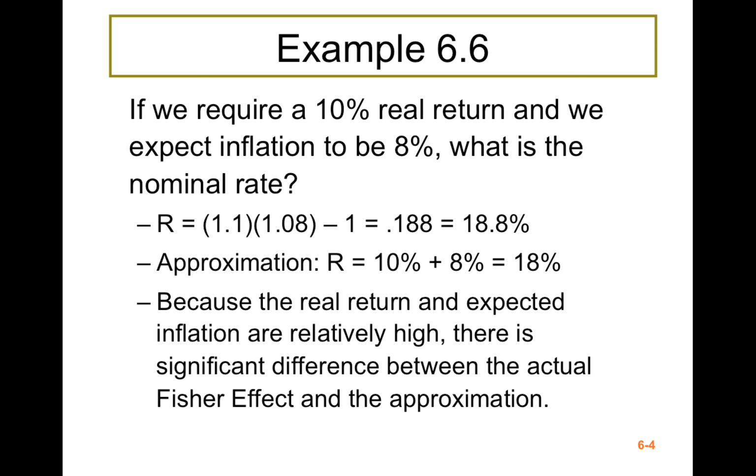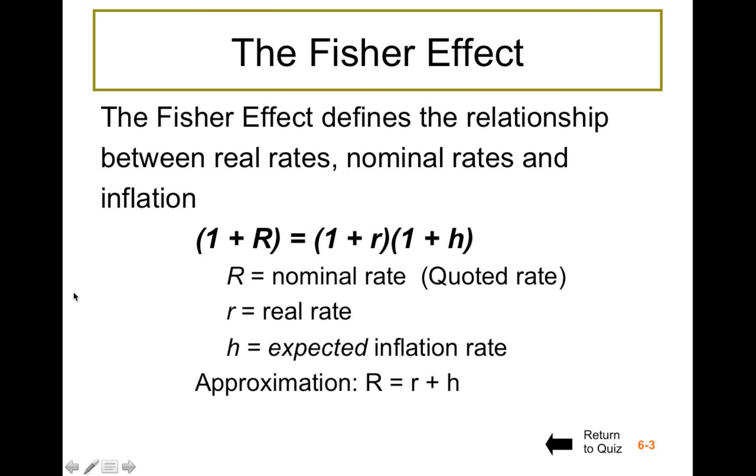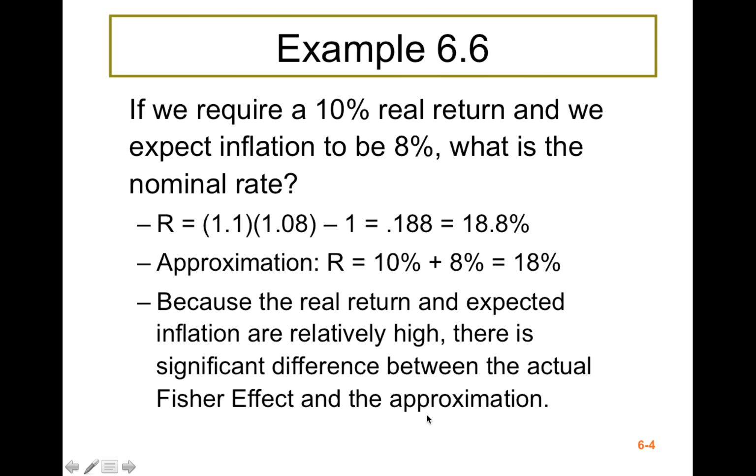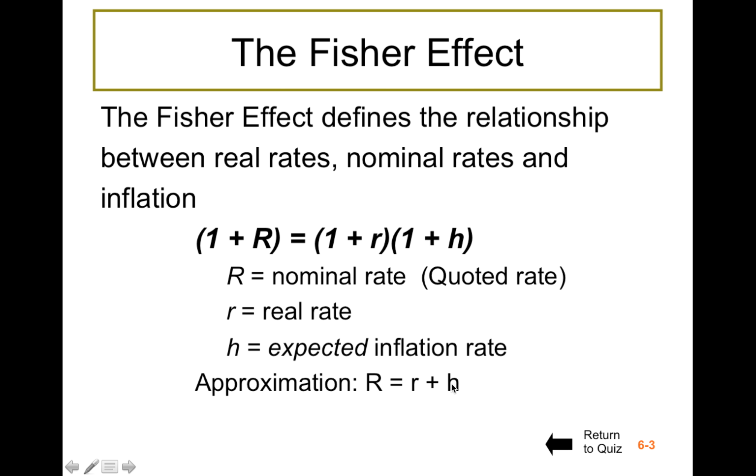To give you a quick example, if we require a 10% real return and we expect inflation to be 8%, what's the nominal rate? Well, you could quickly do the approximation, which is not completely correct, but you just add 8% to 10% and you get 18%. So that's this approximation piece down here: 8% plus 10%. This is the 10%, this is the 8%, you get your 18%, and that's the approximation of what you would get up here, but it's not precise.